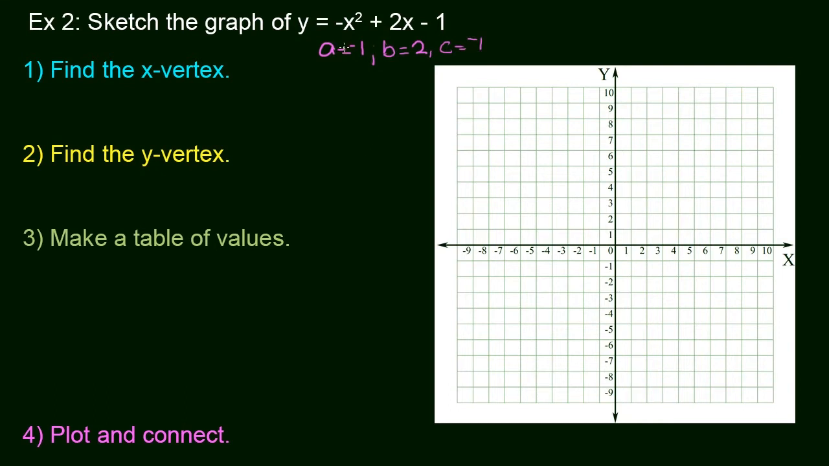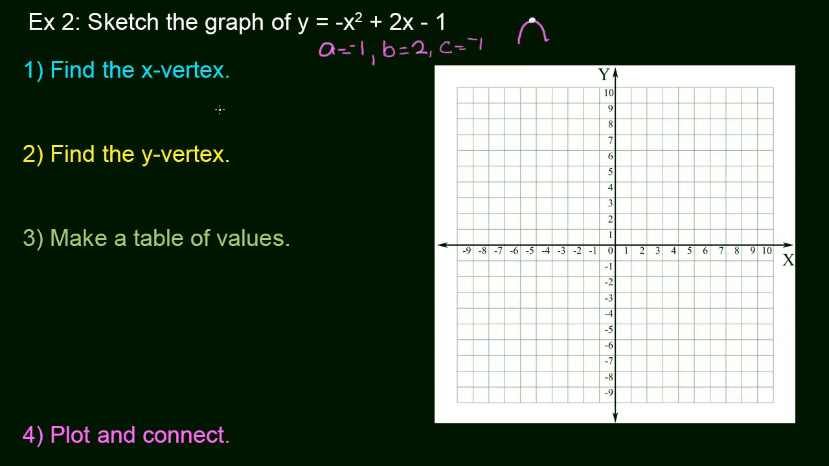I'm going to take a look at my a value. Notice in this a value, it is a negative 1, which means my parabola is going to open down. It looks like the letter N. And my vertex, my highest point on my graph, would be right over here on the top of my parabola.